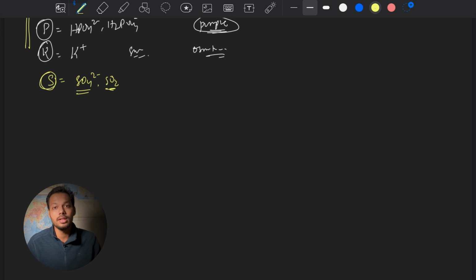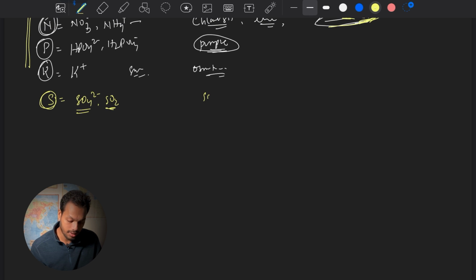The role of sulfur is, it is also a constituent of different proteins or amino acids. Okay, sulfur is part of different amino acids like methionine, cysteine. It is also a part of different vitamins. So it has also significant role in the plant system. Now in case of sulfur deficiency, you will get the deficiency symptom same as nitrogen deficiency.